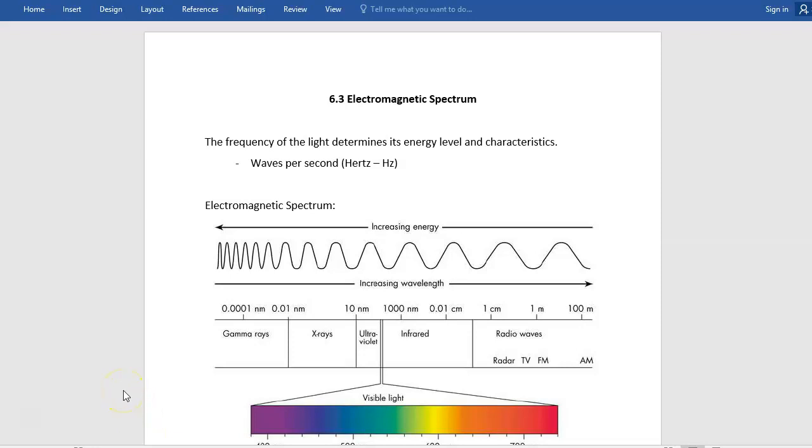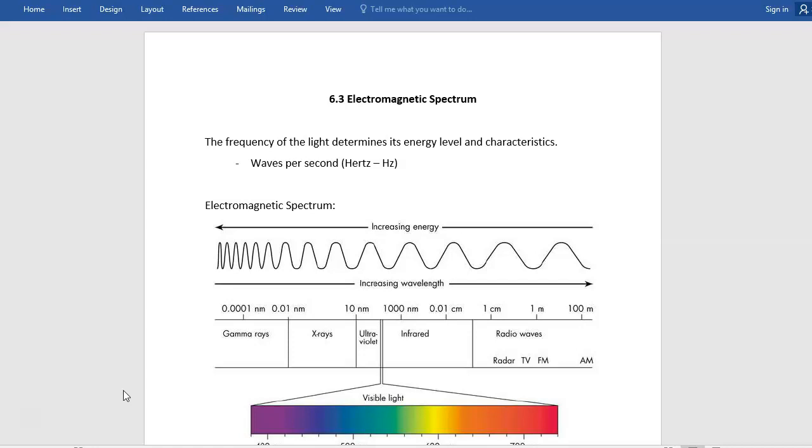Today we're going to talk about how light can cross a wide spectrum of different types, not just the visible light that we're most familiar with, but things like X-rays, microwaves, radio waves. All of these sort of things fall under the heading of light. They're all part of the electromagnetic spectrum. So this is 6.3, the electromagnetic spectrum.